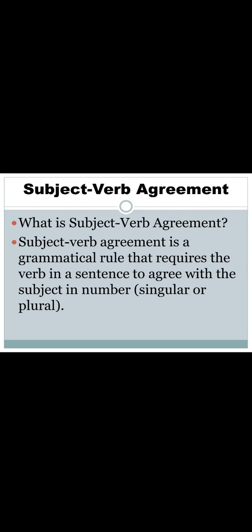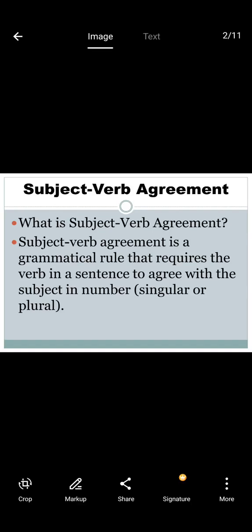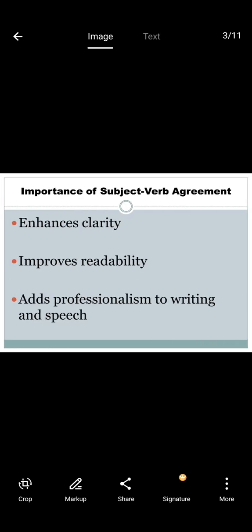So if we see the definition, the subject verb agreement is a grammatical rule that requires the verb in a sentence to agree with the subject in number, either singular or plural, and in person, that is first person, second person, and third person. The first person is I, we; second person, you; and third person, he, she, it; and the plural form is they.